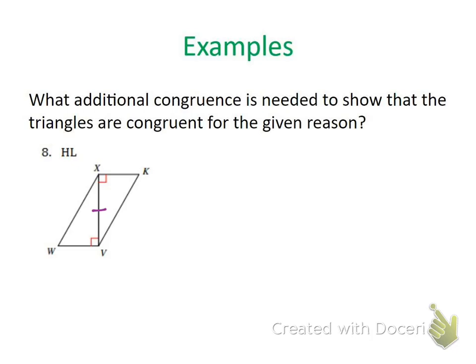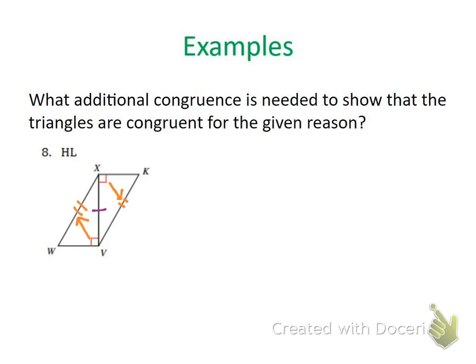Okay, so I need to make it HL. Well, first, are they both right triangles? Yes. Are the hypotenuses marked congruent? No, so I need to make that congruent, marked congruent to that side. If you get confused, draw the arrow. I think it's the easiest thing to do. Draw the arrow, because then you know you're correct.